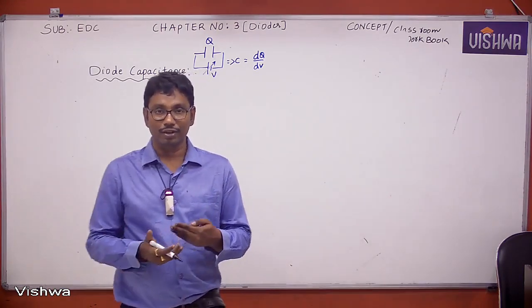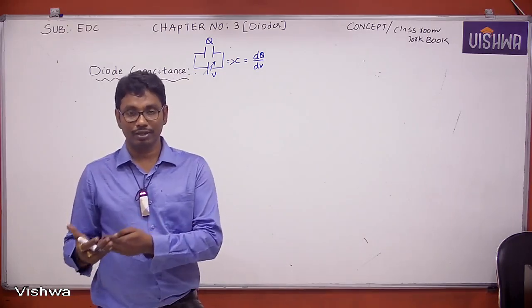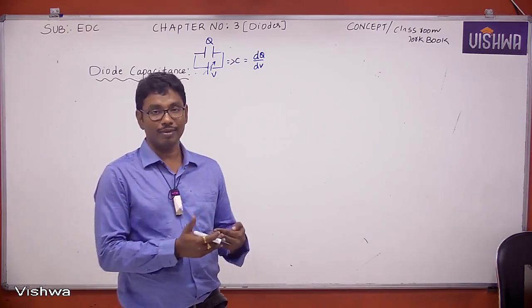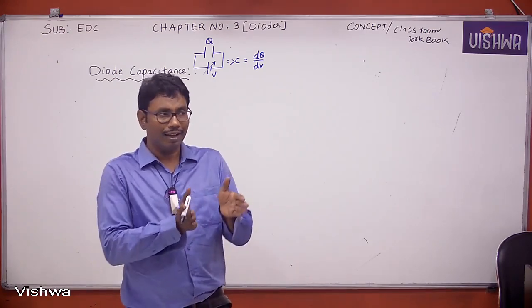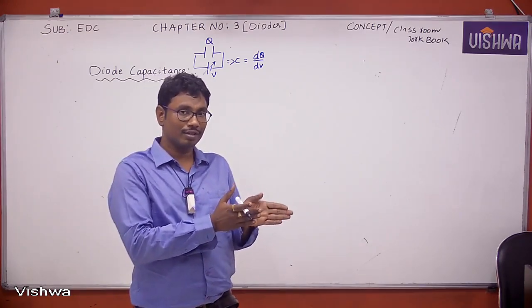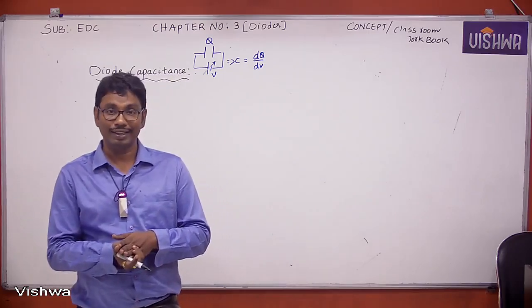In case of forward bias, it exhibits diffusion capacitance. In case of reverse bias, it exhibits transition capacitance. In forward bias, how does the diode act as a capacitor? In reverse bias, how does the diode act as a capacitor? In detail, we will see, right?